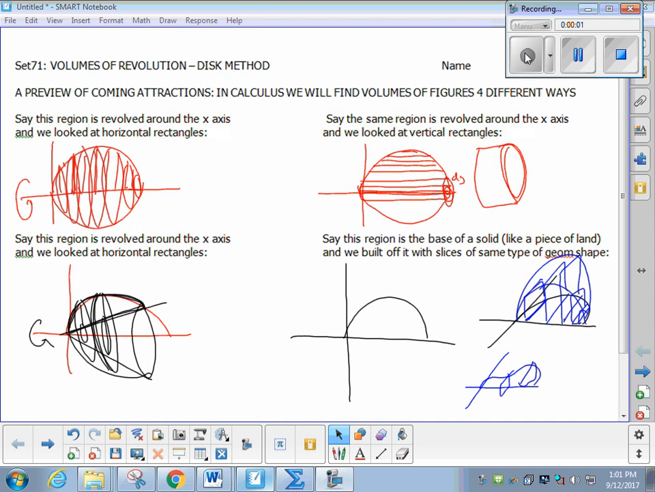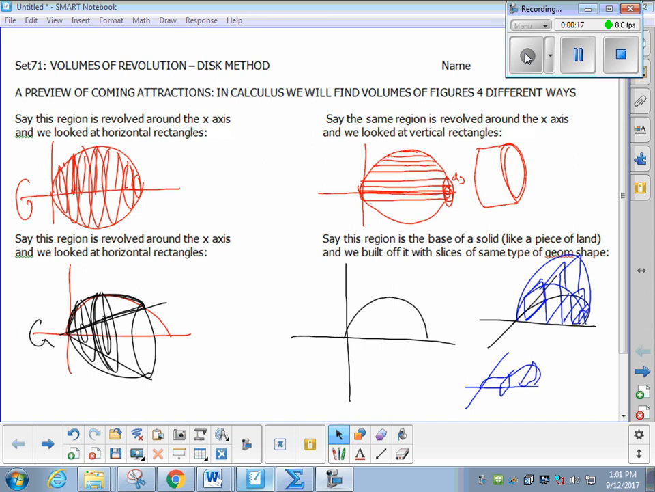Forgot to hit record, so let me catch you up. The idea is that we're going to learn how to do one of many types of volumes, but right now I kind of gave you coming attractions. It amounts to if you take a region and revolve it around an axis, you get a three-dimensional figure.